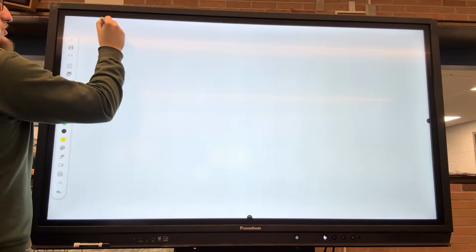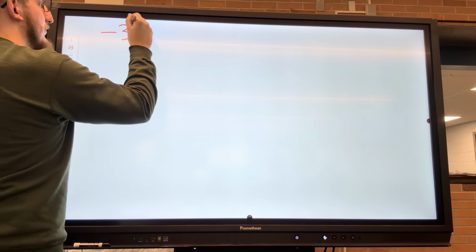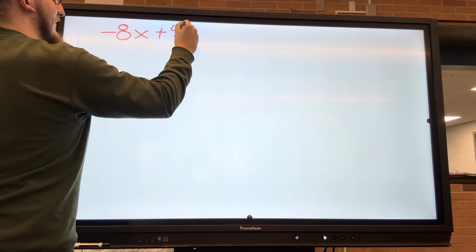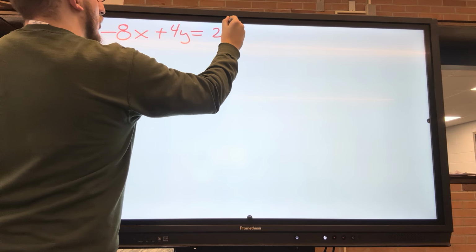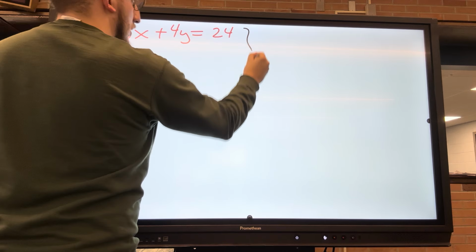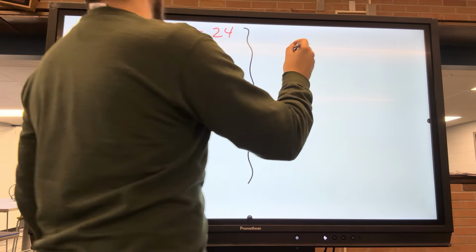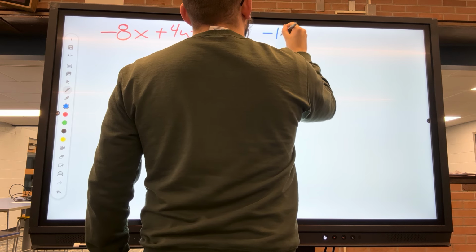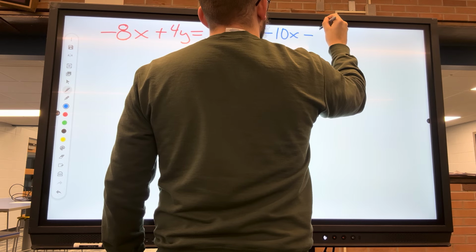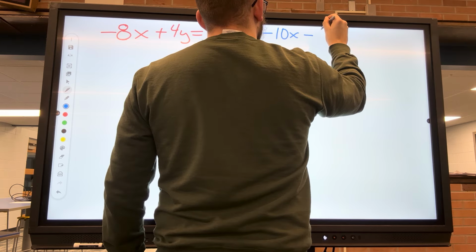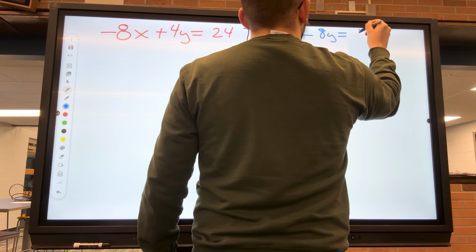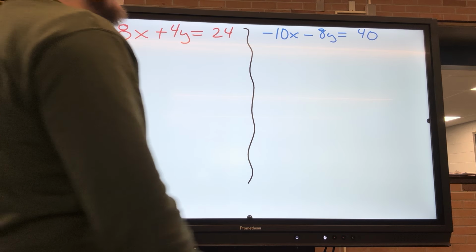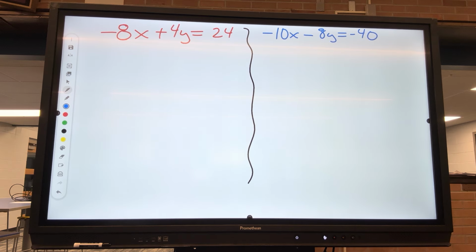Well, we're going to have a red equation and a blue equation. My red equation: negative 8x plus 4y equals 24. And we're going to do the same thing on the other side, but with a different equation: negative 10x minus 8y equals negative 40. Just to be different. Cool.